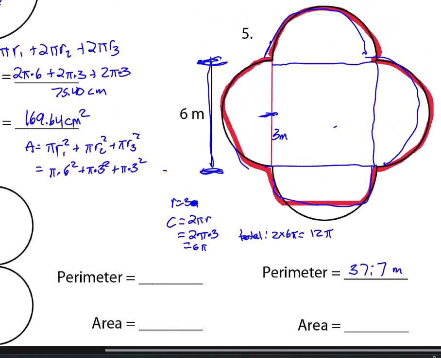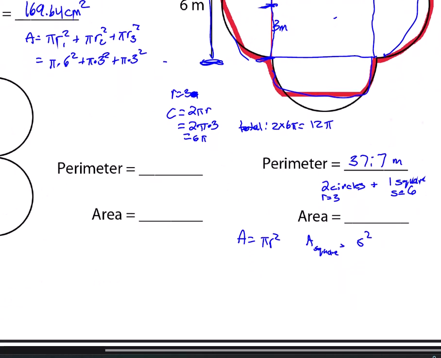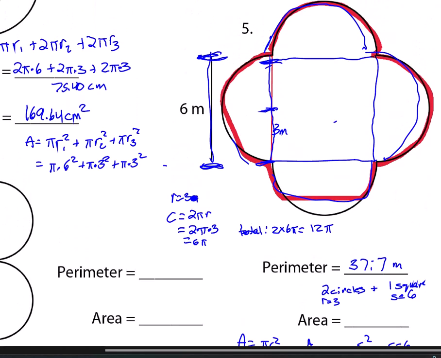Okay, all right, now we want to get the area. With the area, we do have to pay attention to the square. So our area is going to be made up of two circles plus one square. The circles have radius 3, and the length of the side of the square is 6. The area of a circle is pi r squared, and the area of a square is side squared. If you look at our picture here, from here to here is 6.